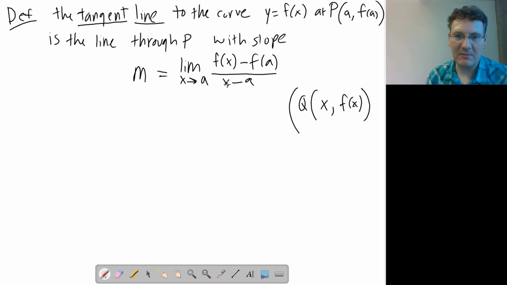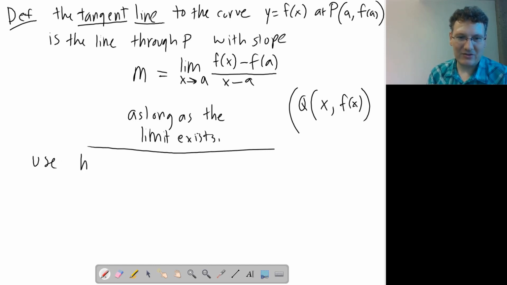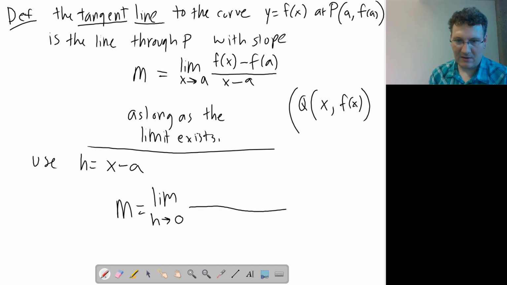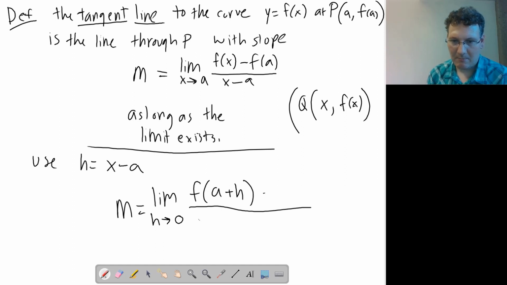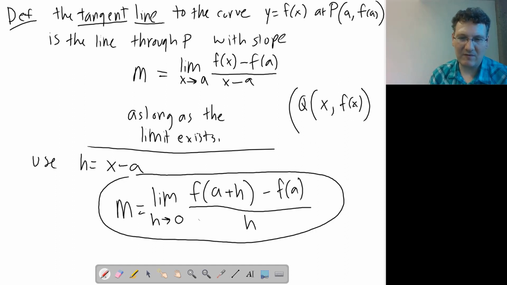And this is going to be the limit, this is going to be the slope as long as the limit exists. Now we can use h to be x minus a. And when we do that, we're going to get a bit of a different form of this. m is going to be the limit as h approaches 0 of f of a plus h minus f of a divided by h. It's a different form, but this is something we've actually seen in earlier sections, and we've evaluated some of those limits. So we have a little bit of experience.